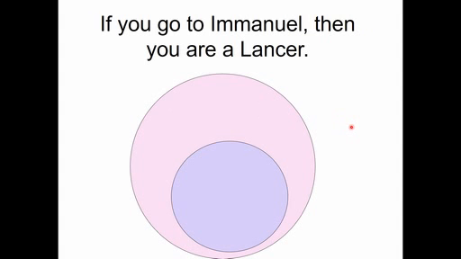Here's another statement. If you go to Manual, then you are a Lancer. So where am I going to put these? Well, where's the hypothesis? Go to Manual, so it goes in the small circle. Then you are a Lancer. Do you agree that every person that goes to Manual has to be a Lancer? Well, yeah, because that's what our mascot is. And in the Euler diagram, every part of this small circle is in that larger circle. So in other words, if you go to Manual, then you are definitely a Lancer.